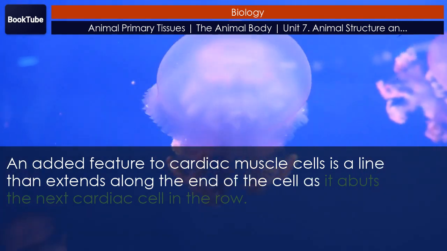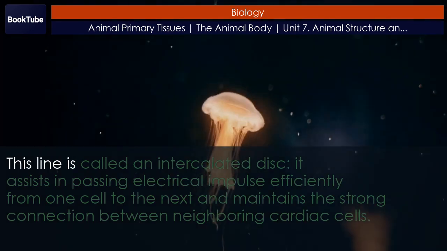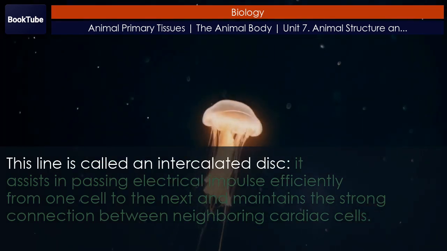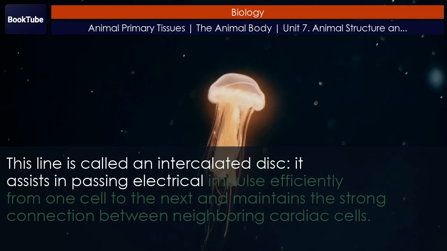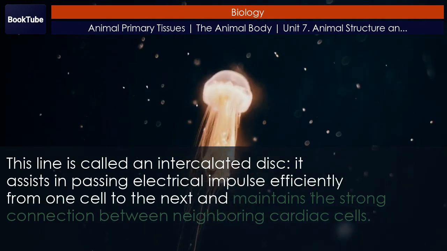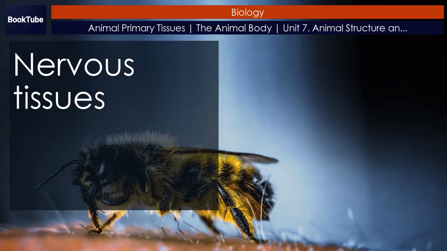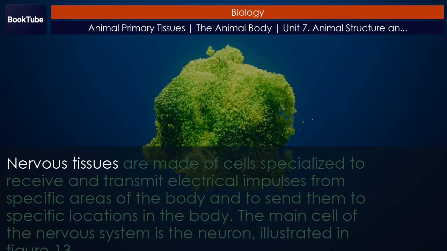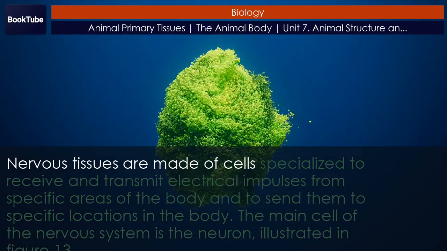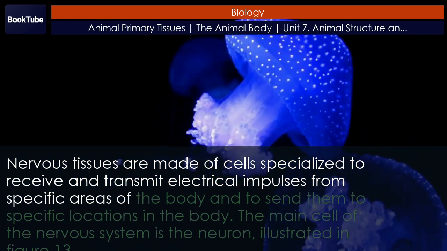An added feature to cardiac muscle cells is a line that extends along the end of the cell as it abuts the next cardiac cell in the row. This line is called an intercalated disc. It assists in passing electrical impulse efficiently from one cell to the next and maintains the strong connection between neighboring cardiac cells.